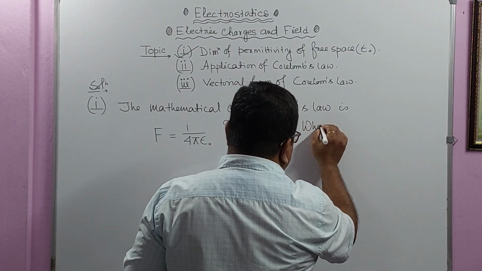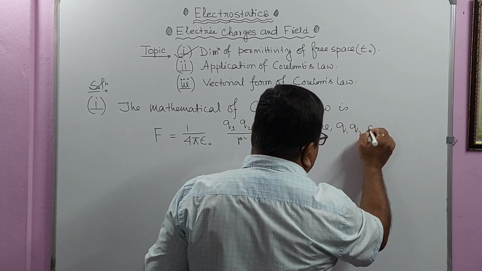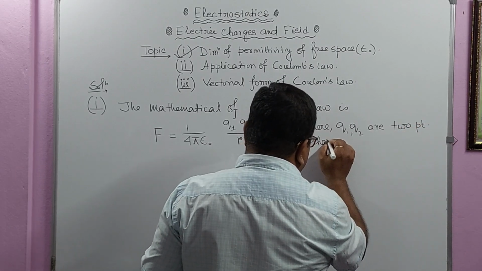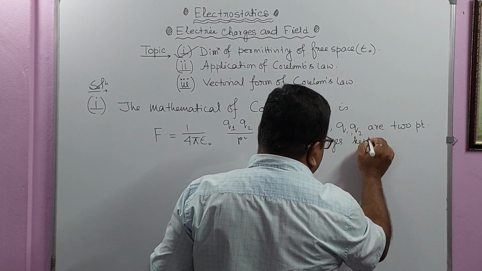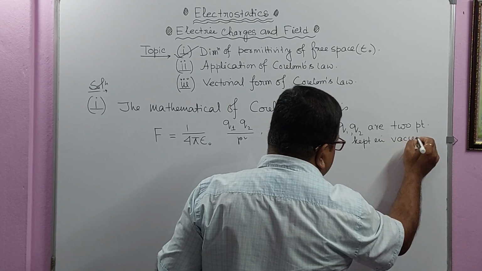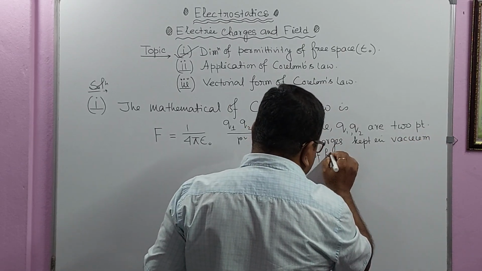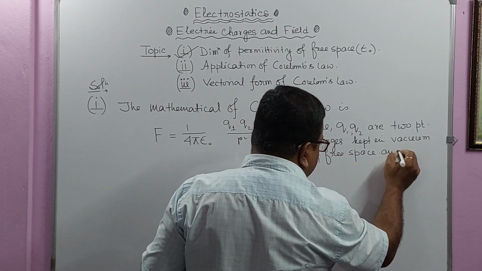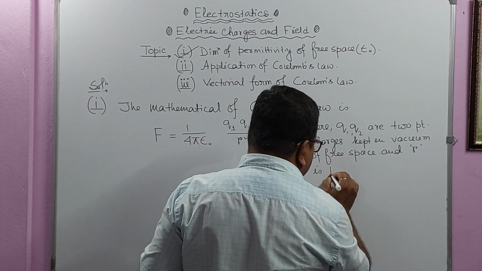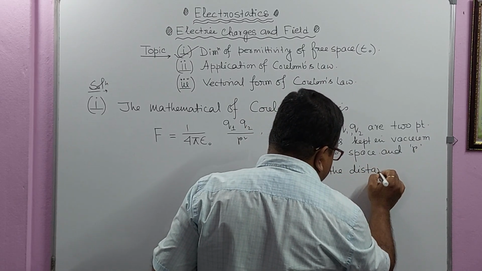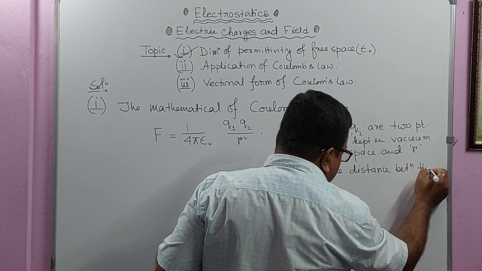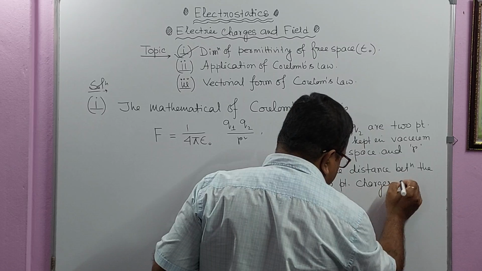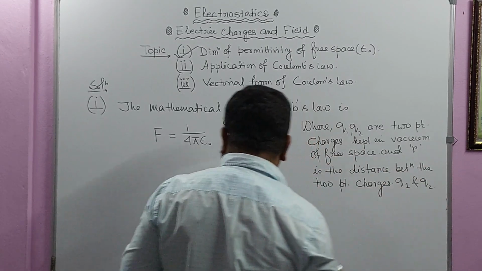where Q1 and Q2 are 2 point charges kept in vacuum or free space, and R is the distance between the 2 point charges Q1 and Q2. Okay.